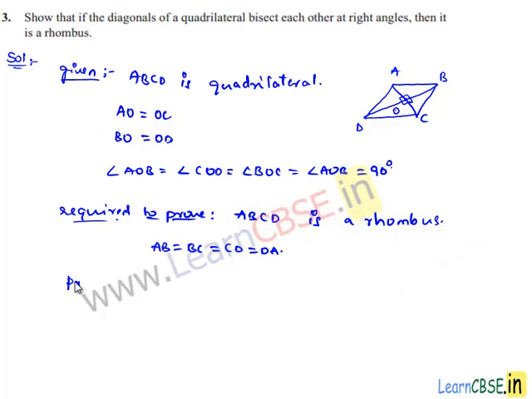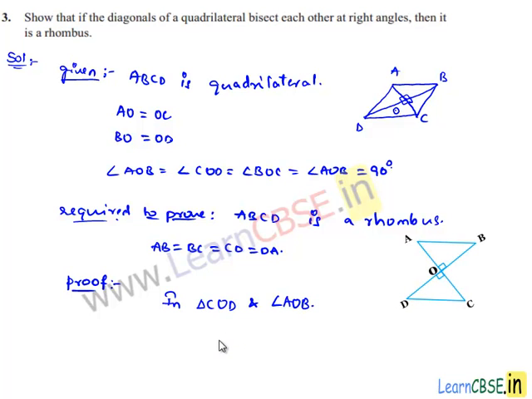Now moving on to the proof. In order to prove this, let us consider two triangles, that is triangle COD and triangle AOB. In these two triangles we can say angle COD is equal to angle AOB is equal to 90 degrees, which is given, and it is also given that OA is equal to OC as diagonals bisect each other perpendicularly, and also we can say OB will be equal to OD from the given.